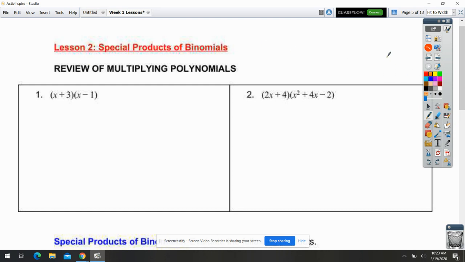Just a little reminder, binomials means a polynomial with two terms. Here is a review from Lesson 1 of multiplying, to refresh your head for this lesson. We're just going to do two examples together to review multiplying.